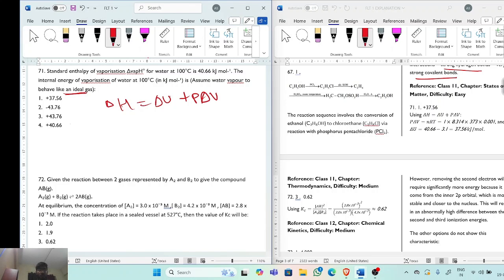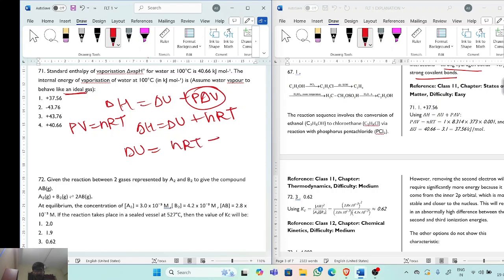From the ideal gas equation we can write PV equals nRT. This is the expression for an ideal gas. So in this place we will write nRT. So delta H equals delta U plus nRT. Now putting in all the values, we have to calculate delta U, so put it on the left hand side: nRT minus delta H.